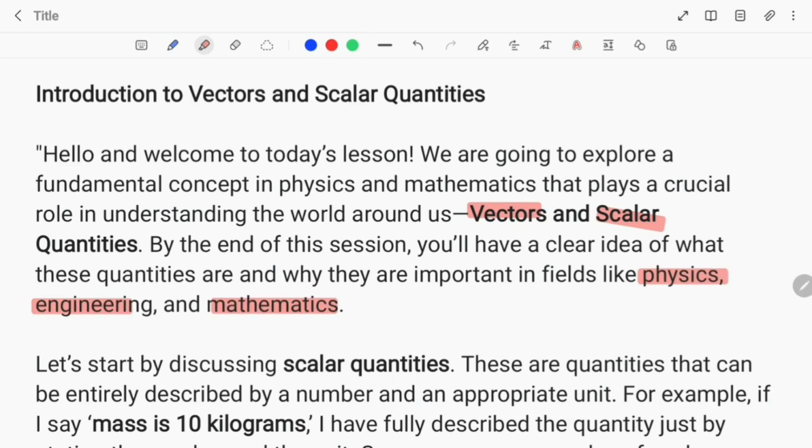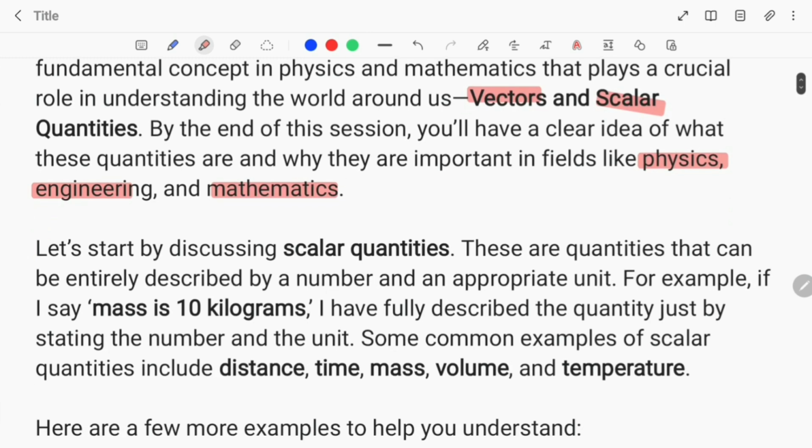Let's start by discussing scalar quantities. These are quantities that can be entirely described by a number and an appropriate unit. For example, if I say the mass is 10 kilograms, I have fully described the quantity just by stating the number and the unit. Some common examples of scalar quantities include distance, time, mass, volume, and temperature.